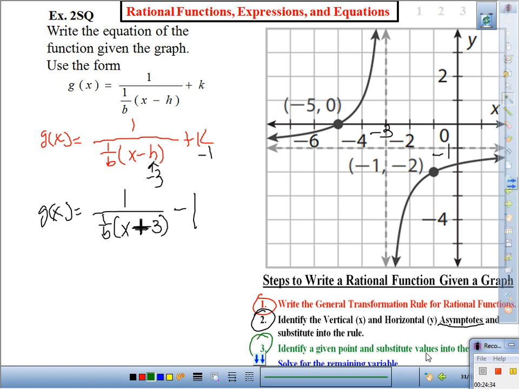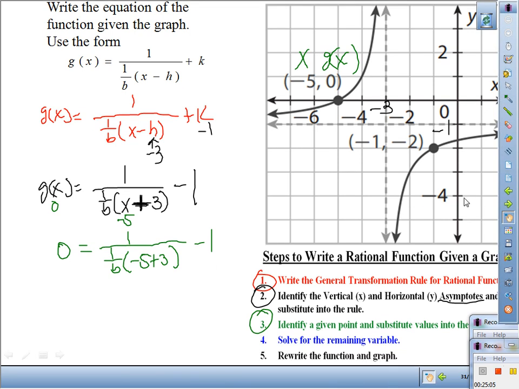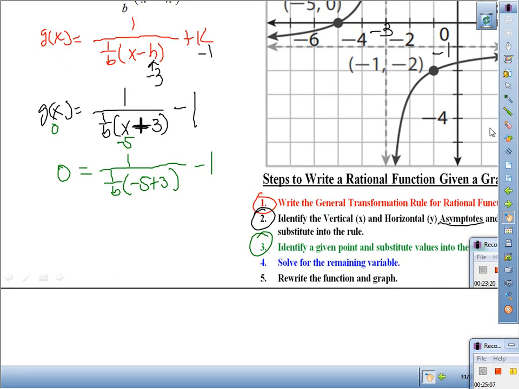What does it say? Identify a point and substitute. Which point do you want me to use? Negative 1, negative 2, or negative 5, 0? Very good. Negative 5, 0 is easier because 0, you don't do anything with 0. So this is x and this is g of x. So instead of x, where do I go here? Negative 5. Instead of here, it's 0. So let's substitute those values. 0 equals 1 over b, negative 5 plus 3, and at the end minus 1. I'm done with step 3.